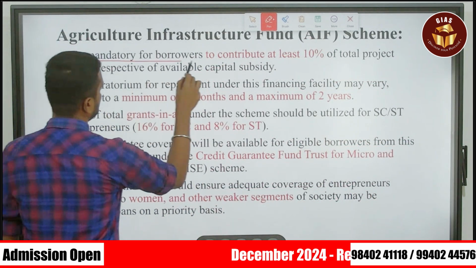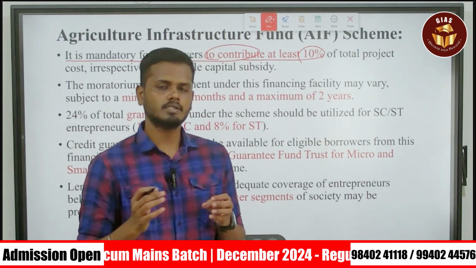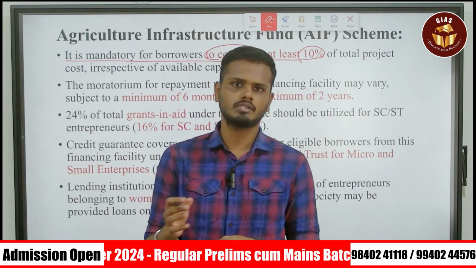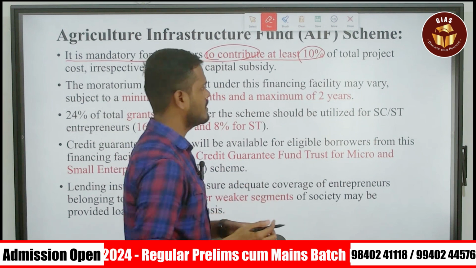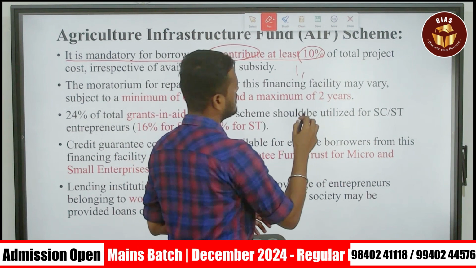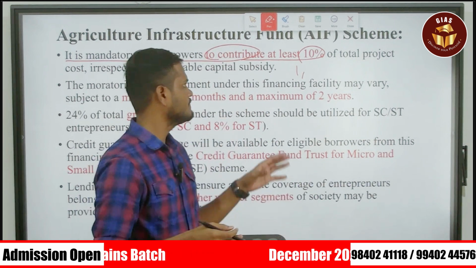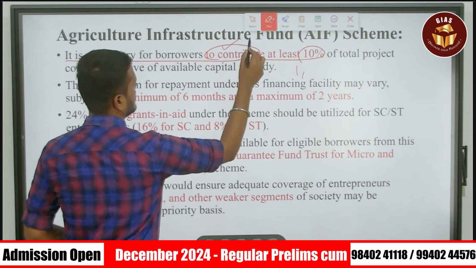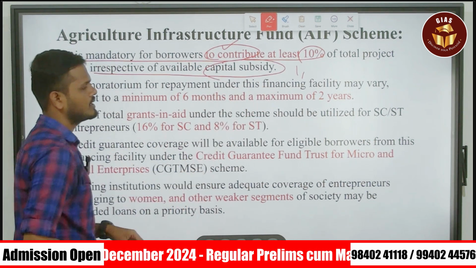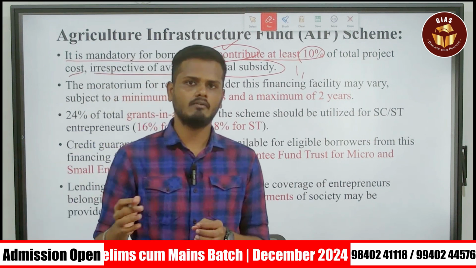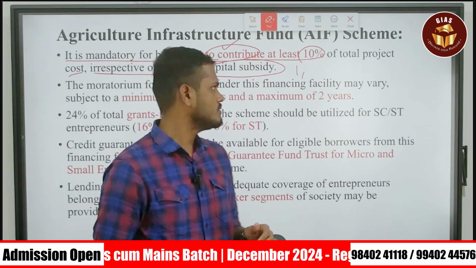Then it is mandatory for borrowers to contribute at least 10% of the total project cost. They have to pay 10% as a deposit or investment in the particular project. For example, if a project is around 1 crore, they have to pay 10% as their contribution of the total project cost, irrespective of the available capital subsidy. So irrespective of the capital subsidy, they have to contribute 10% of the project value.